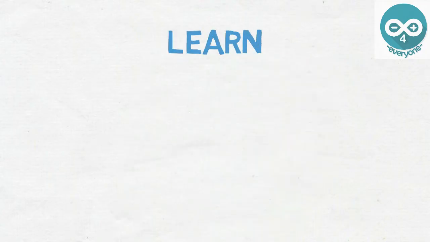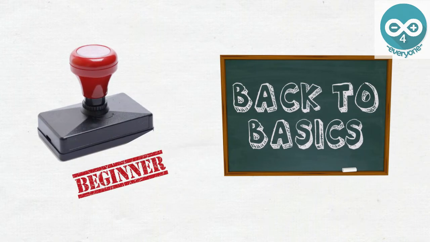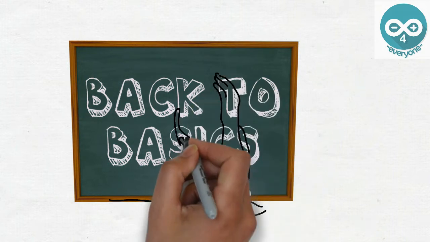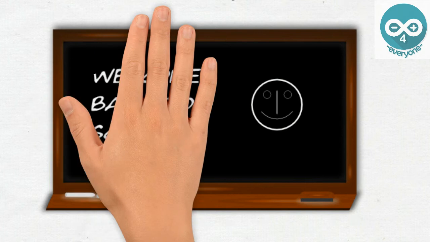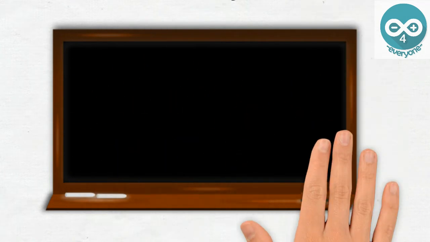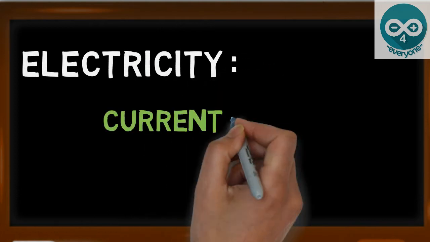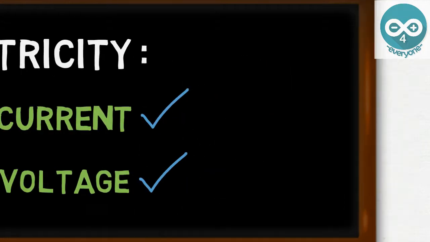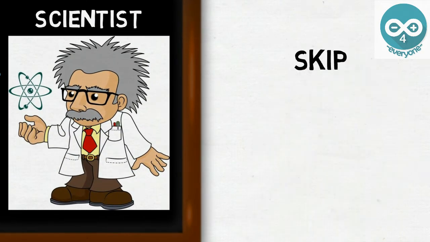Now that you are here to learn Arduino, I would assume that you are a complete beginner. So we have to start from the basics, because without the right basics, we won't understand anything. So welcome back to school days, and we will revise some important concepts like electricity, which would help us to understand current and voltage. If you are already a scientist and know the basics well, you can skip the chapter.